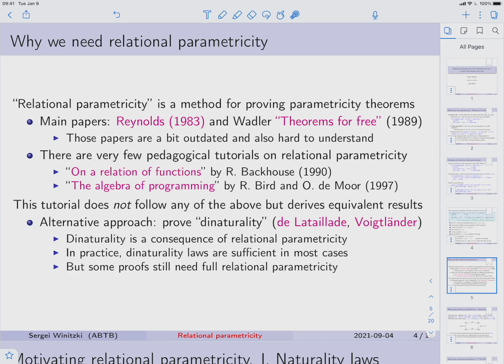There are alternative approaches to parametricity, which is the so-called dinaturality. There are some papers I link here in the slides. Dinaturality is a generalization of naturality for functions that are not covariant in their type parameters. But actually, the dinaturality law is weaker than relational parametricity. It is a consequence of relational parametricity, and in some cases it's sufficient.